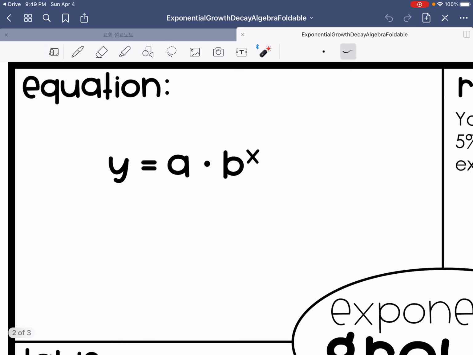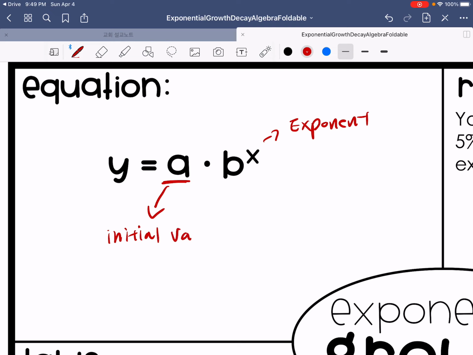So exponential function, we have basic form y equals a times b to the x power. So as you can see, we have x as an exponent, okay? Write this one down. And for a, we call it initial value. Okay. And for b here, we call it base. All right.